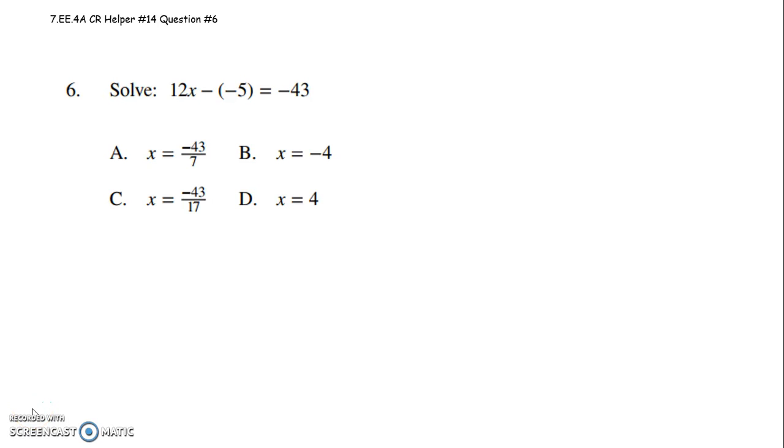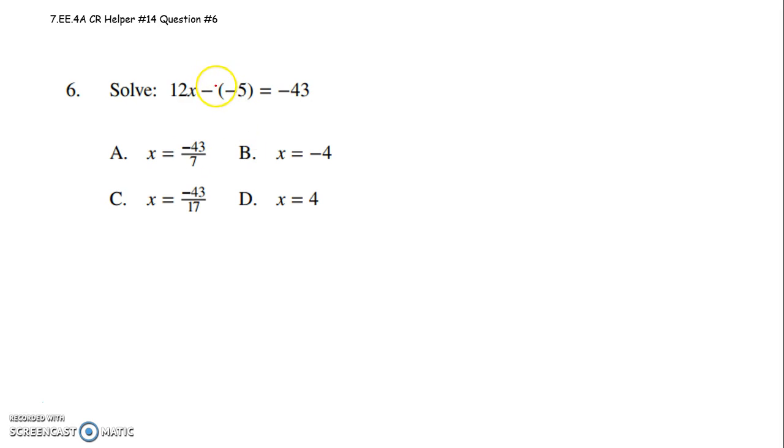All right, seventh graders, this is to help you with question 6 on CR14. It says to solve 12x minus a negative 5 equals negative 43. Okay, so we're going to solve this equation.